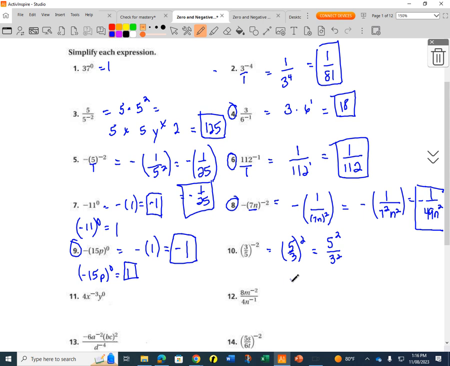A little bit. Does that make sense, Caleb Berry? Does that make sense, Faith? So now what is 5 squared? Or 5 to the second power? 25. What is 3 to the second power? 9. And that will be our final answer.